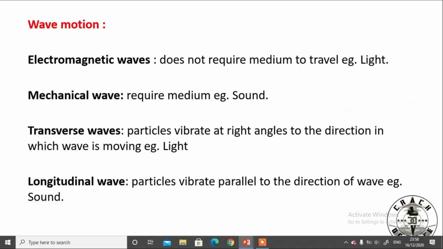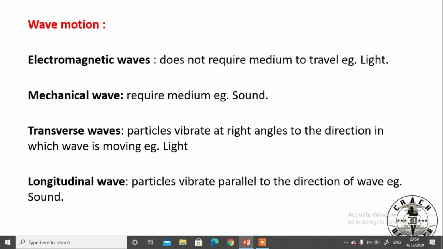Coming to next, we have wave motion. Let's first understand electromagnetic waves. Now these waves do not require any kind of medium to travel, for example light. Now coming to mechanical waves, these definitely require a medium to travel, and we have an example as sound.